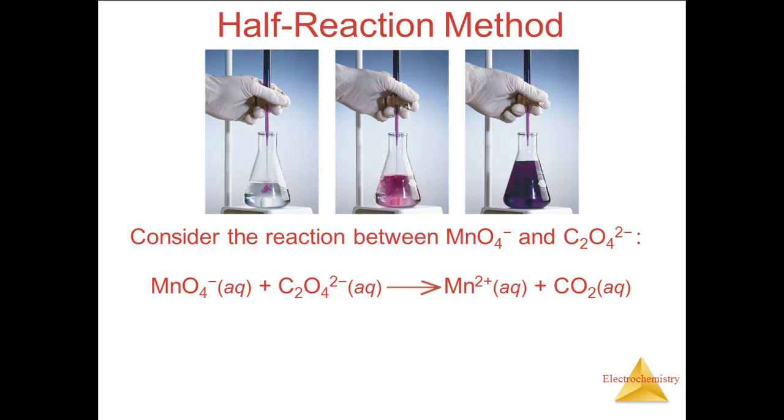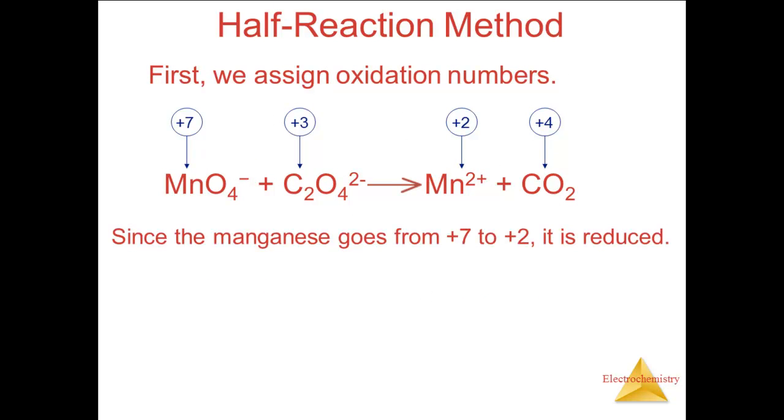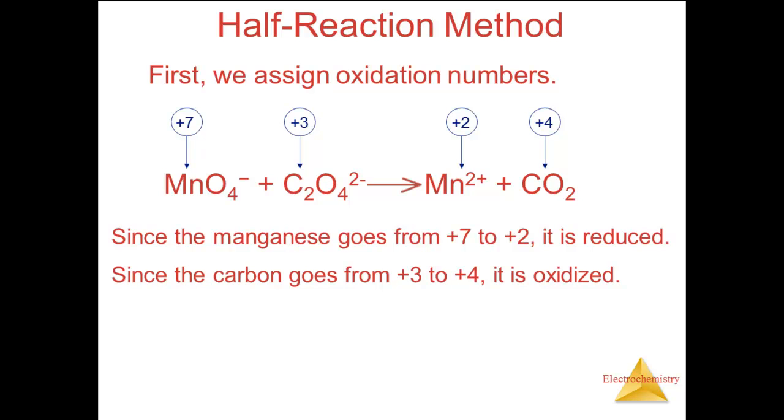Let's look at an example. The reaction between the permanganate ion, MnO4-, and the oxalate ion, C2O4 2-. Note that only the species that are reacting are given here. Here are the oxidation numbers for the atoms that change. Manganese goes from +7 in MnO4- to +2 in Mn2+, a decrease of 5, so manganese is reduced. Carbon goes from +3 in oxalate to +4 in CO2, an increase of 1, so carbon is oxidized. Note that we can separate the two halves without assigning oxidation numbers.